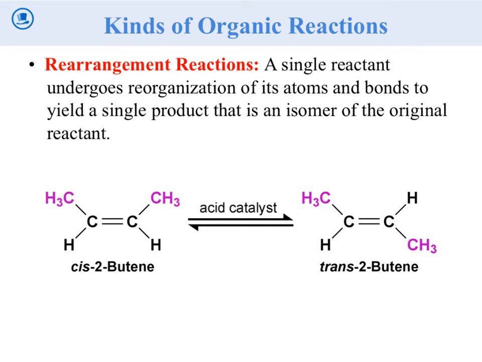A rearrangement is when a single reactant undergoes reorganization of its atoms and bonds to yield a single product that is an isomer of the original. All this means is the arrangement of the atoms is moving. The bonds don't change. So if you have 5 sigma bonds and 5 pi bonds, and you rearrange, the product is going to have 5 sigma bonds and 5 pi bonds. That's a rearrangement reaction. Easy.